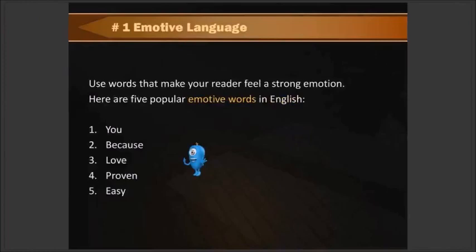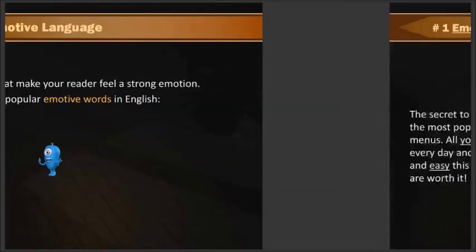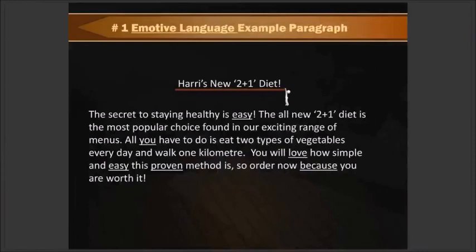First one, emotive language. Now, emotive language, I could talk about for hours and hours and hours, but we don't have that time. It's Friday night. I know you've got other things to do, so I'll be brief. It's really important that when you use words, you make the reader feel a strong emotion. Okay, the positive words, the negative words, they draw on our emotions. Here are 5 popular emotive words. We've got you, because, love, proven, and easy. So I'm going to look at these words now and I'm going to incorporate them in the same writing task that you heard previously. Previously you heard it, it was not persuasive.